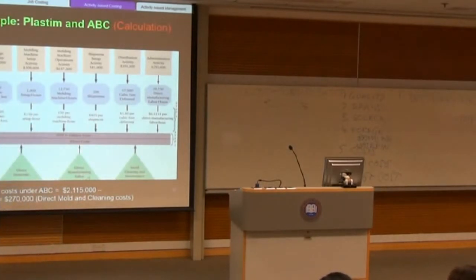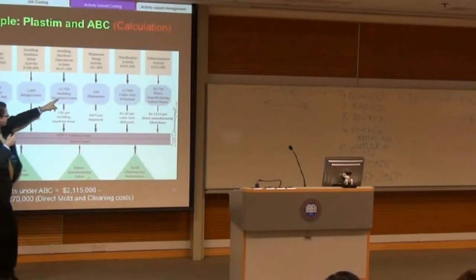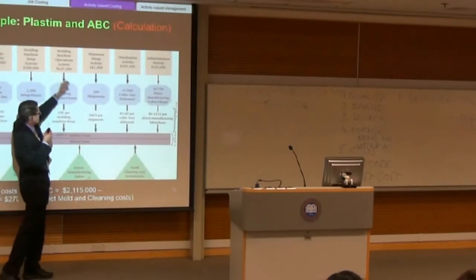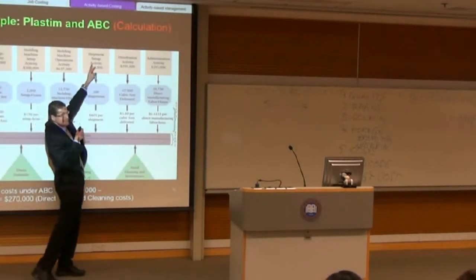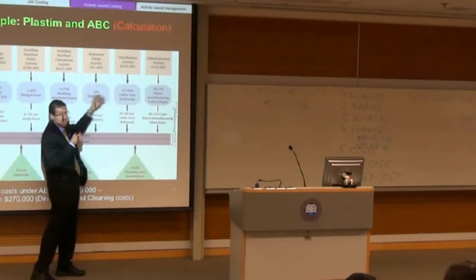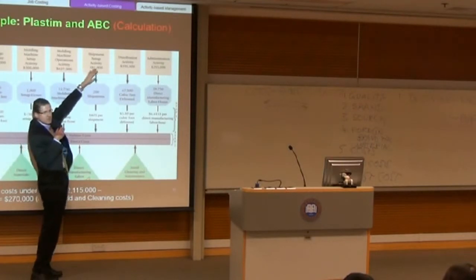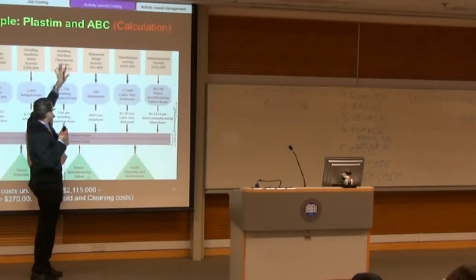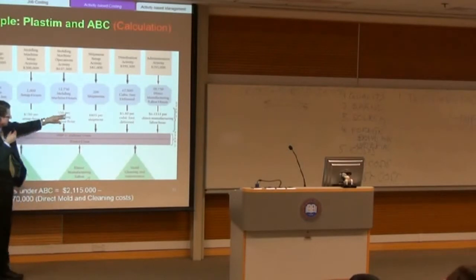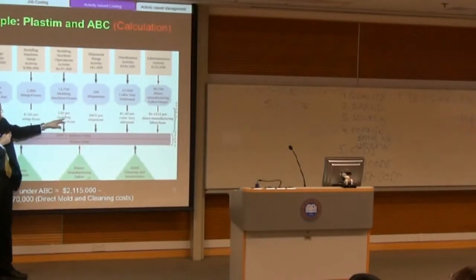So design is driven by parts per square feet. A moulding machine setup activity is driven by setup hours, because setups are actually driving the setup activity. Moulding machine hours drive the operations activity. Shipments drive the shipment activity. Can you see how the activities are driving these different costs? So you divide each cost by the activity, and now you get an allocation base.